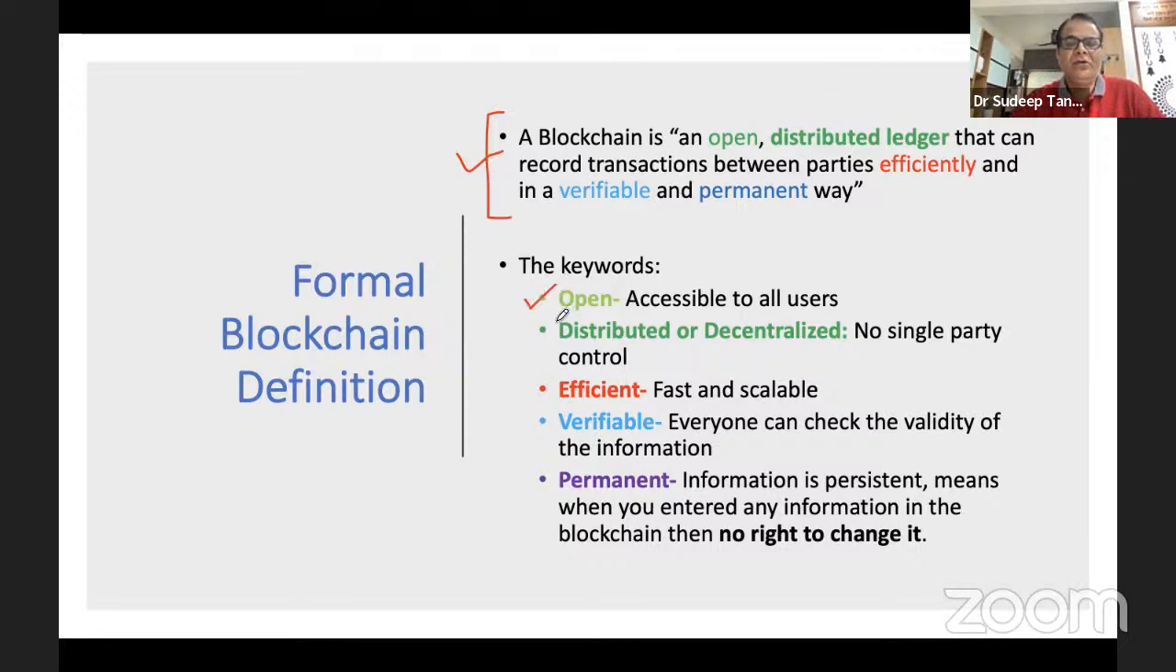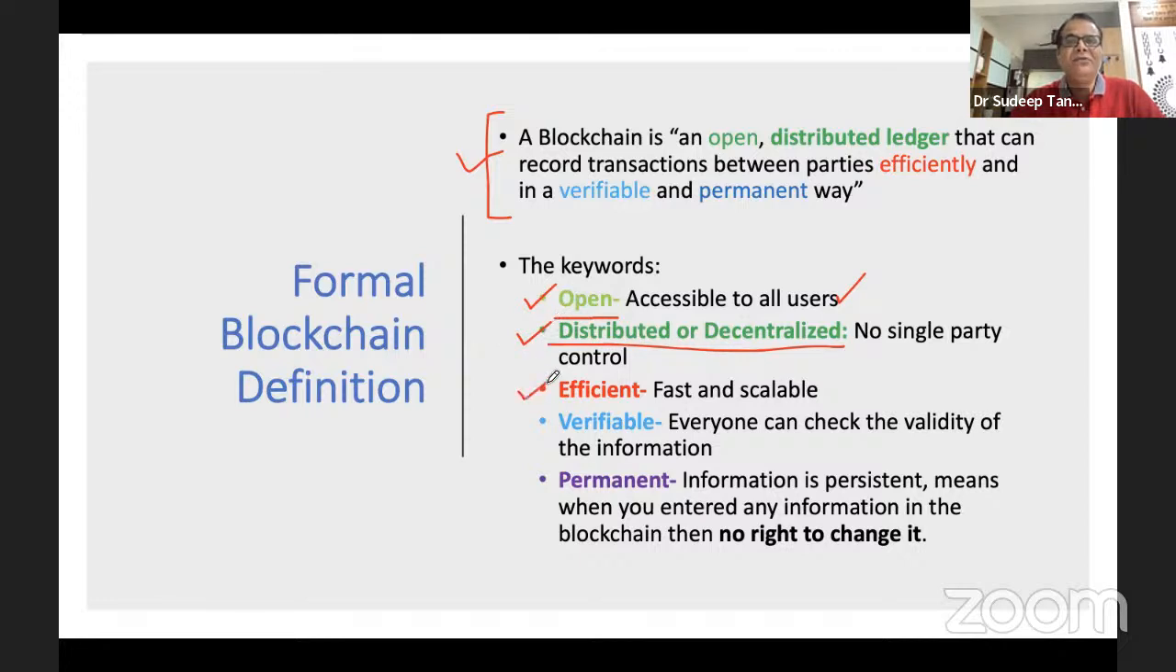The first keyword is open. Why is the keyword open in the definition? It is open to all, that means accessible to every user. There is no question of monopoly at all. Distributed or decentralized means that in any round of mining, it is not captured by a single party. Everyone is on an equal platform. There is no question of monopoly.